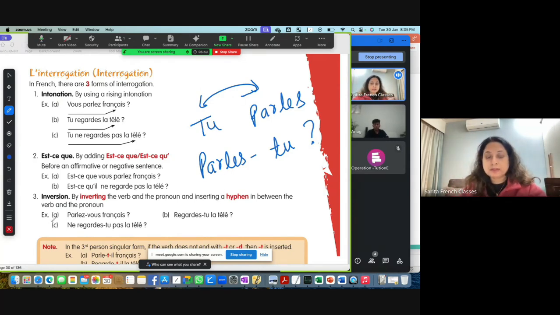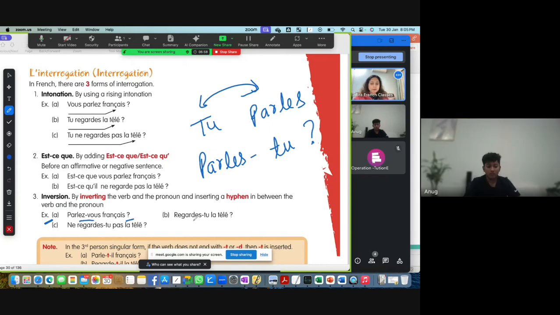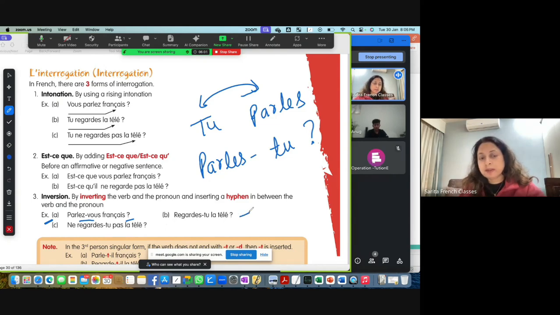Fine. So as you can see in the example, parlez-vous français? The meaning will be the same, do you speak French? And regardes-tu la télé? Do you watch the TV? Ne regardes-tu pas la télé? Don't you watch the TV?